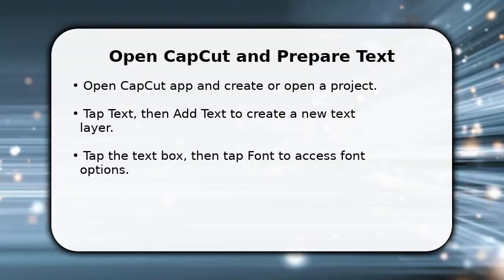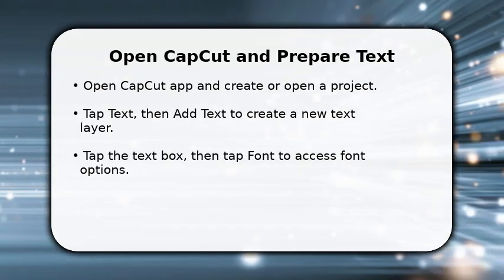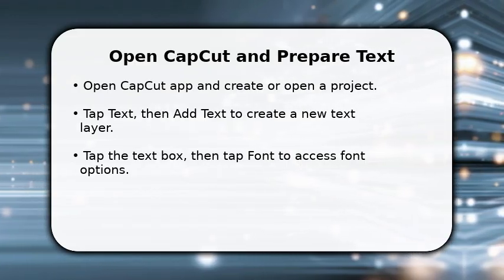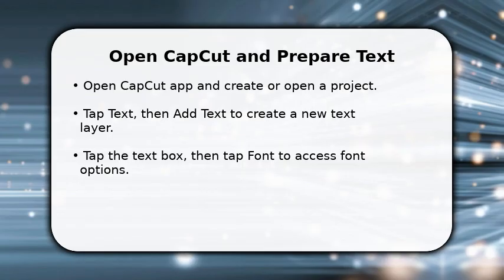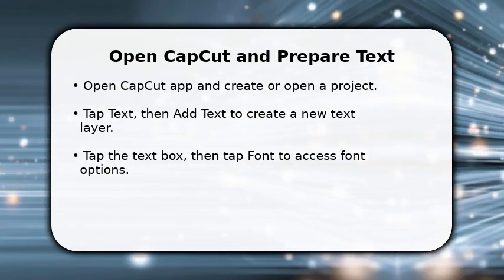You're starting in CapCut with a project open. Create a text layer now so you can search fonts directly. Once the text box appears, tap it to reveal editing controls, then tap Font to open the font panel. This step gets you into the exact interface where searching happens, so don't skip it.